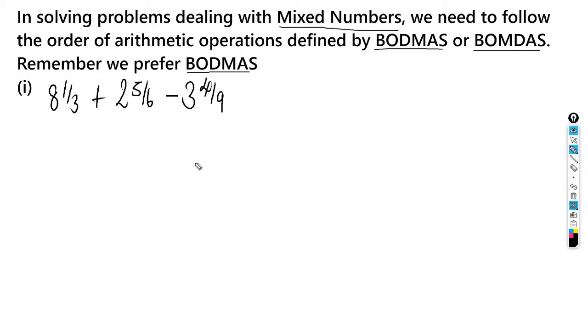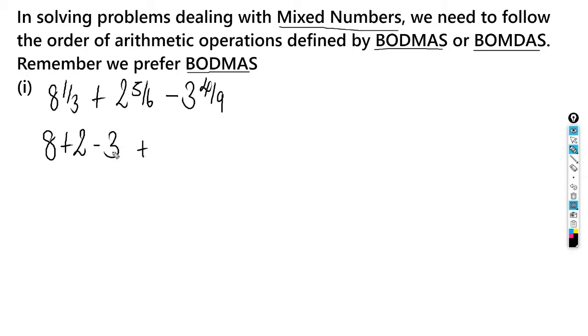Okay, so the first thing we're going to do is, we're not really seeing any brackets, and we're not seeing any division or multiplication. So the first thing we're going to do is add. And usually when we're dealing with mixed numbers, the first thing we do is just add all the whole numbers. So we're going to end up with 8 plus 2, and we're going to add that to the minus 3, which is minus 3.